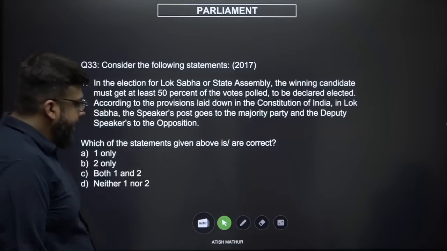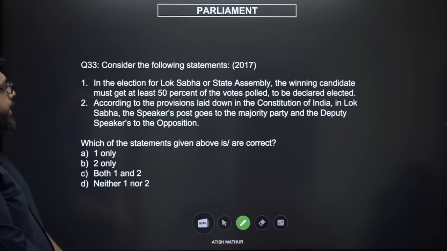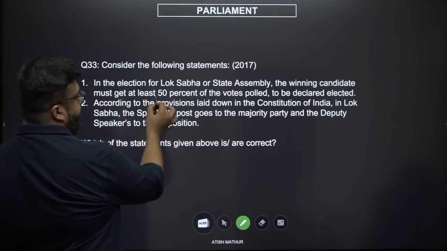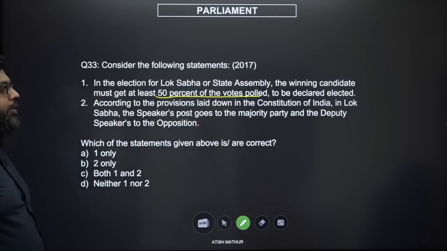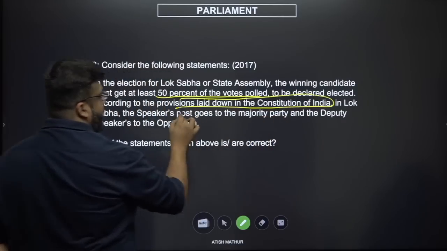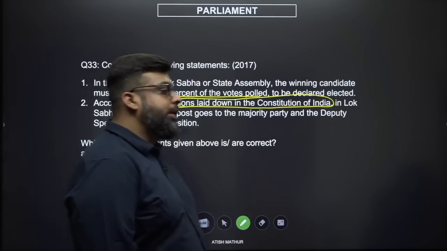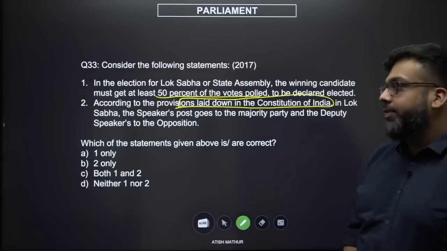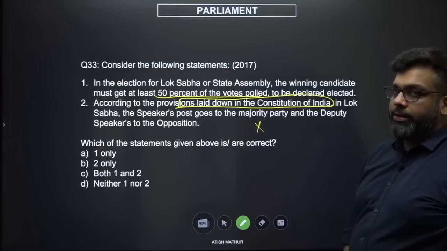Consider the following statements. In the election for Lok Sabha or State Assembly, the winning candidate must get at least 50% of the votes polled to be declared elected according to the provisions laid down in the Constitution. This means this has to be specifically mentioned in the Constitution. The Speaker's post goes to the majority party and the Deputy Speaker's goes to the opposition. This is to be categorically written down. The Constitution does not mention majority party or opposition in the first place. So this can't be true. This may be done by convention but not by a constitutional force.